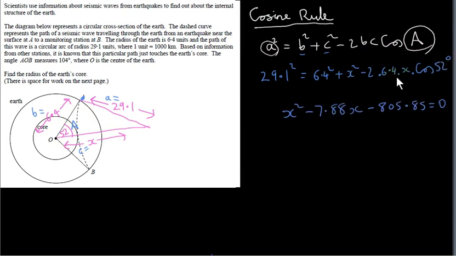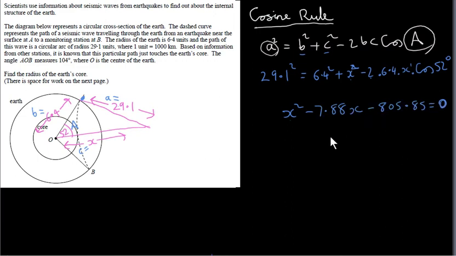Now we see that this equation is a quadratic equation in x, because we have an x squared term and we have an x term, x to the power 1. We can't combine these, of course. So I've written down the x squared term here. If we multiply minus 2 by 6.4 by cos 52 degrees, we get minus 7.88. 29.1 squared is 805.85. So we write this equation in the standard form of a quadratic equation with 0 on the right hand side, and then we go ahead and solve it.